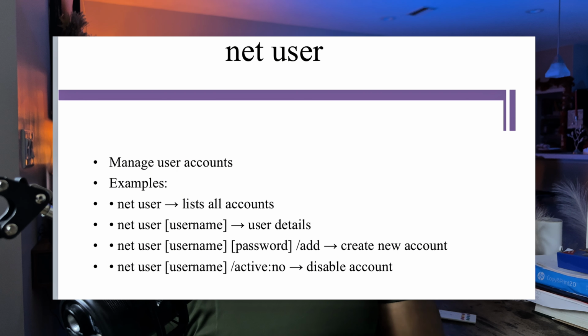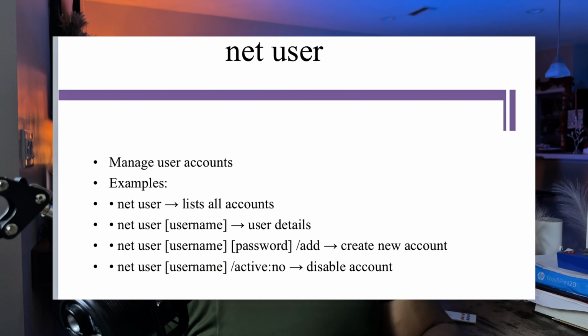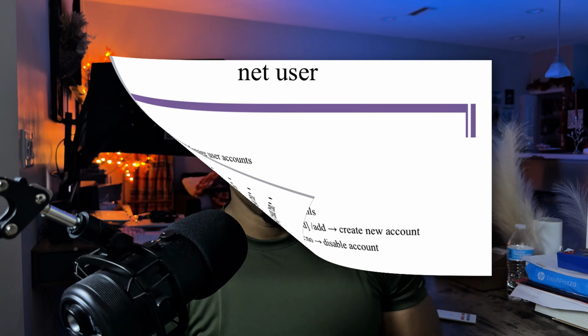And net user, username, space password, /add, you'll be able to add a user, create a new account, right? Now, if you do net user, username, /active, no, that's to disable an account, okay? Now, like I said, I will be putting these on the screen so you'll be able to see how it actually looks. So let's move on to the next one, right?